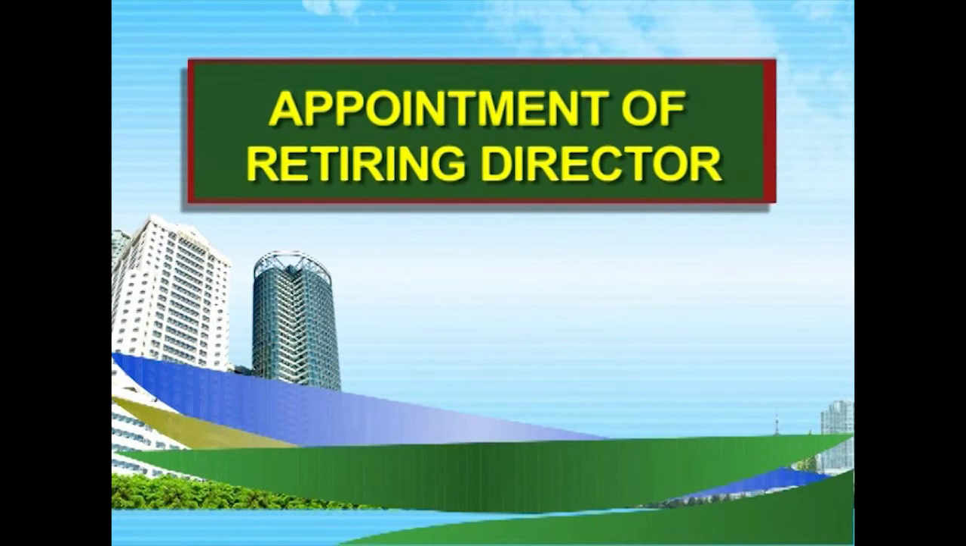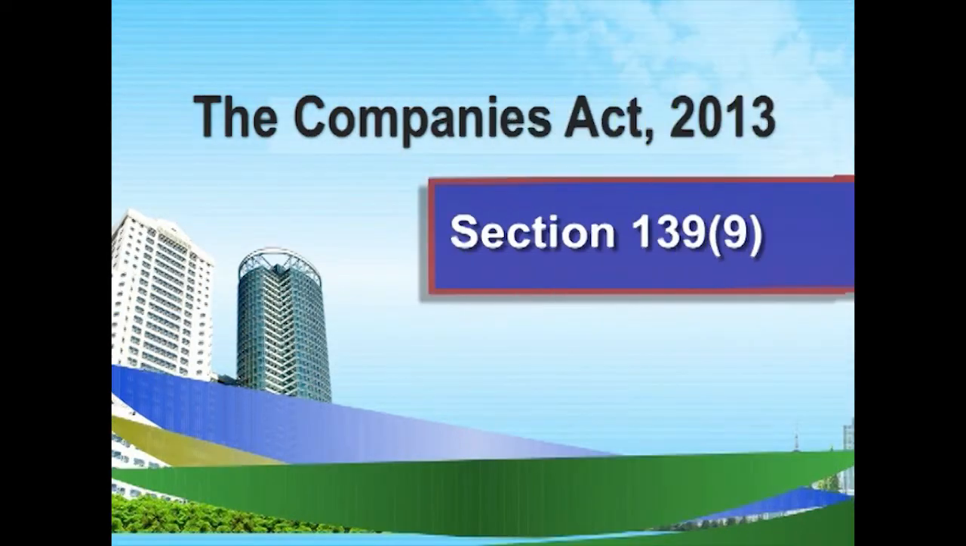Appointment of retiring auditor. According to section 139, subsection 9 of the Act, a retiring auditor may be reappointed at an AGM unless he has become disqualified, has informed the company of his unwillingness, or a special resolution has been passed at the meeting appointing another auditor or providing expressly that he is not to be reappointed.